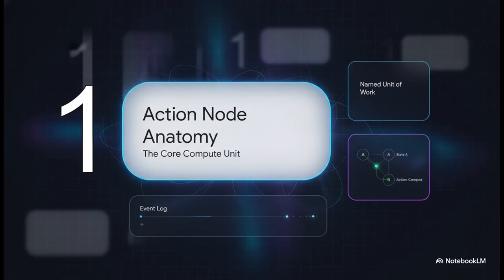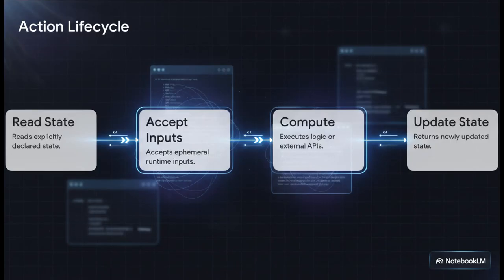So the main thing to grasp here is that an action in Burr is essentially a named unit of work. It acts as a highly discrete, mathematical node inside your state machine graph. It's not a mysterious black box. It's a very explicit step in your application's reasoning process. Literally every single action you write in this framework is going to follow a strict, highly predictable 4-step lifecycle.